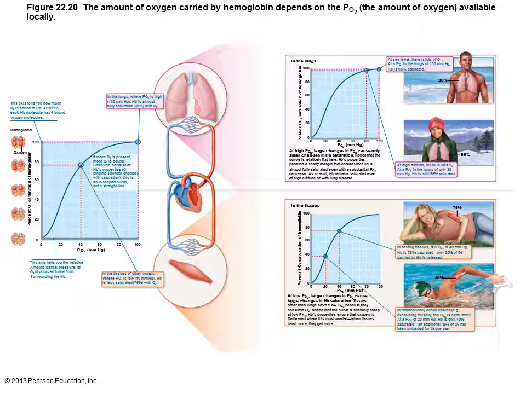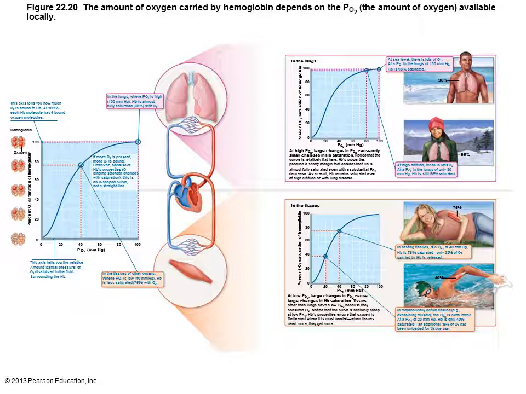The unloading and loading of oxygen is facilitated by changes in the shape of hemoglobin. As oxygen binds, hemoglobin affinity for oxygen increases. As oxygen is released, hemoglobin affinity for oxygen decreases. As you see at the tissue, the partial pressure of oxygen is about 40 millimeters of mercury, and about 75% of hemoglobin is bound to oxygen. At the lung, where PO2 is about 100, most hemoglobin is bound to oxygen.